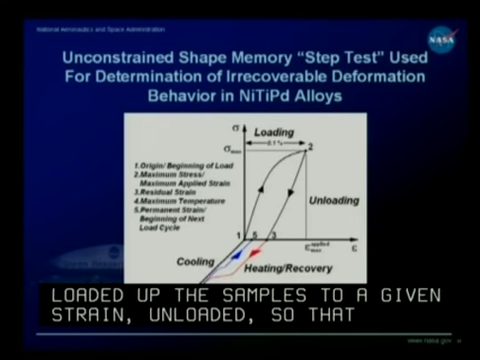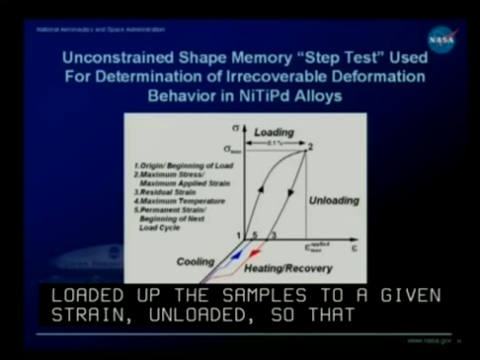If I go to the next slide, please. So what that gives us now is a series of stress strain curves for the permanent deformation of the martensite, and from those we can go ahead and pick off more or less yield strengths from the material, and we plotted that on the next slide.